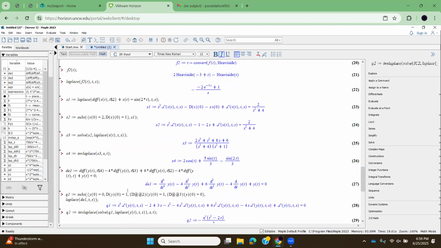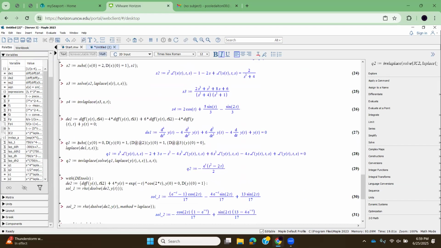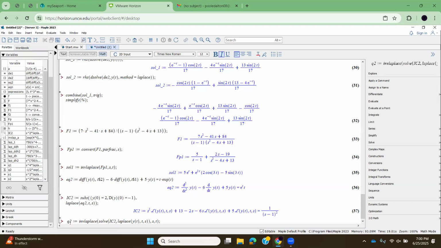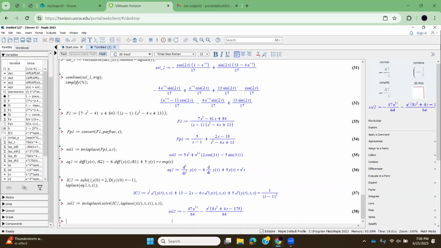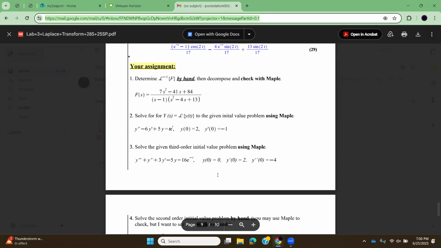because up here, Q1 was the substituted thing. Yeah, so we just need to call that IC2. And then we're just going to call this SOL2 because it'll be the second solution when it's done. And hit enter. Boom. There you go.